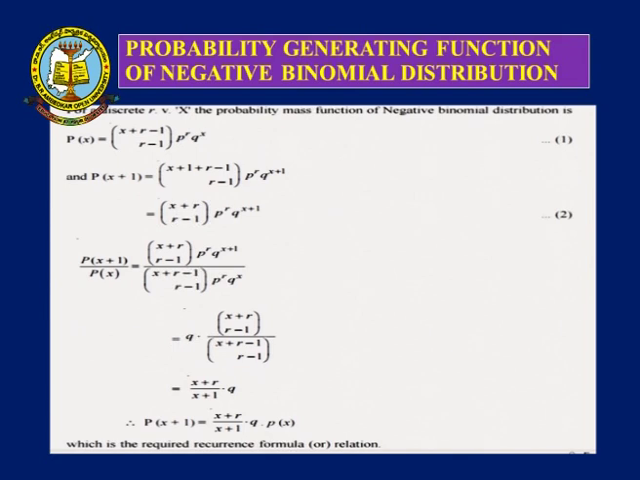P of x plus 1 is equal to (x plus 1 plus r minus 1) C (r minus 1) into P to the power of r, q to the power of x becomes x plus 1. Simplify this. So, x plus r, here which term is cancelled? Plus 1 minus 1 will be cancelled, then it becomes (x plus r) C (r minus 1) P to the power of r and into q to the power of x plus 1.